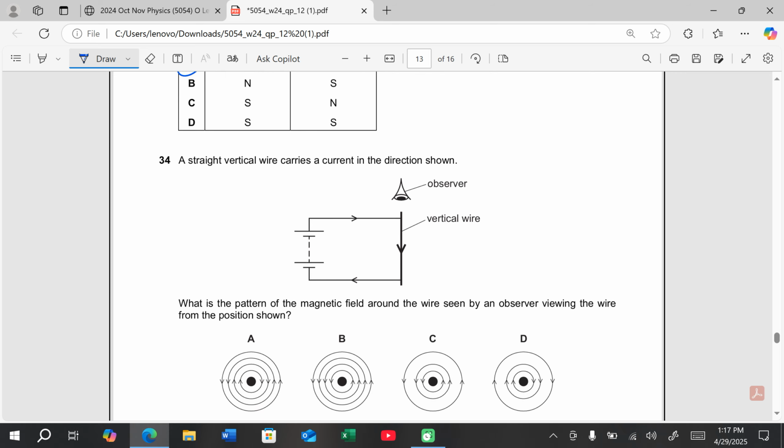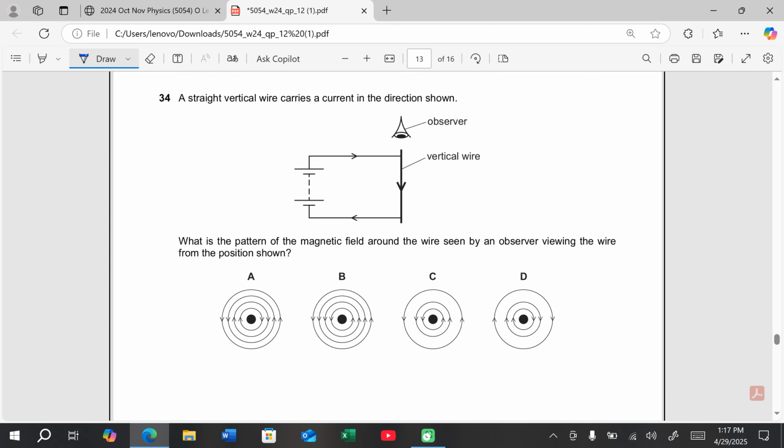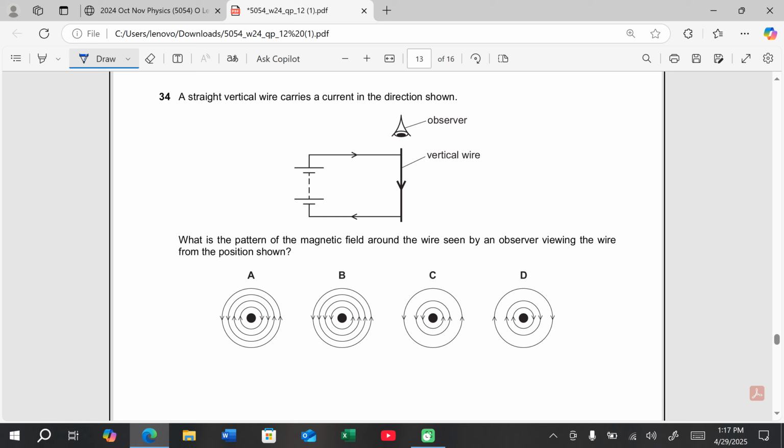It says a straight wire carries a current in the direction shown. You can use the right hand grip rule to check. The thumb direction tells you the current, and the curl of the fingers tells you the direction of the field. So that should be D. Why is it not A or B? In A, these two rings have one direction, while these two have another direction, which cannot be possible. In B it is in the opposite direction, which is not possible. It should be like this, so arrows should be here and here.